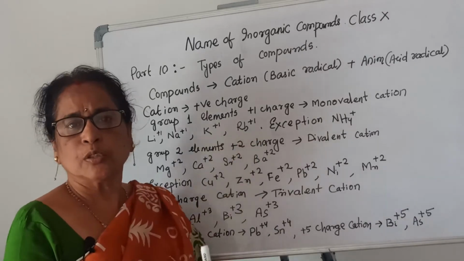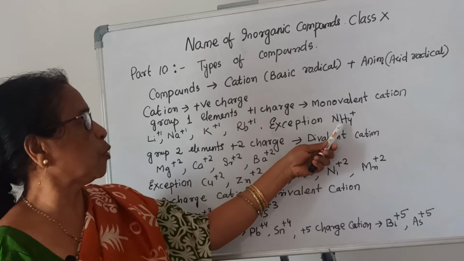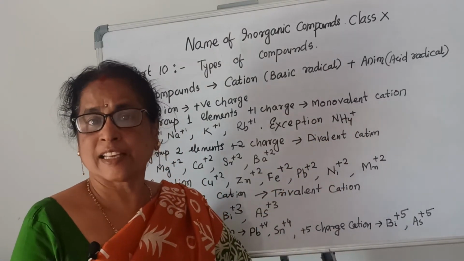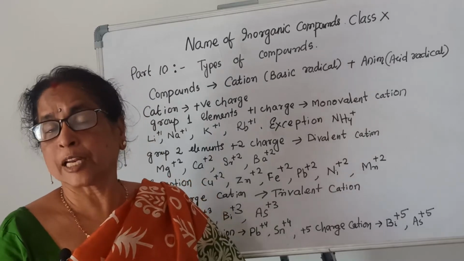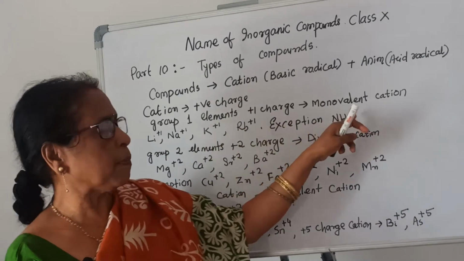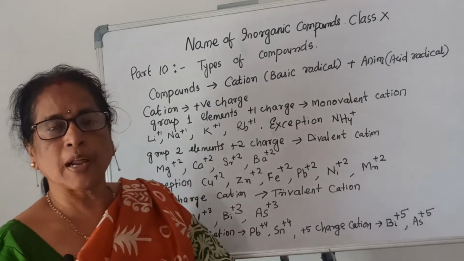After that we can also see ammonium, NH4 plus, which means plus 1. It also shows as a monovalent cation, that is, a +1 charge. If we write only a plus sign, it means +1. These are called monovalent cations.